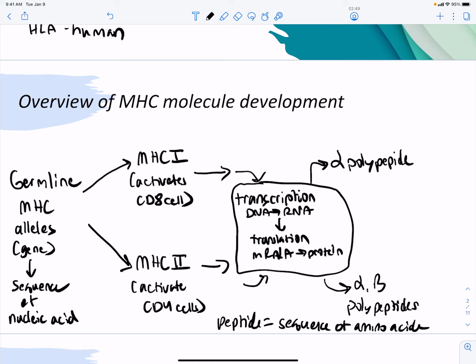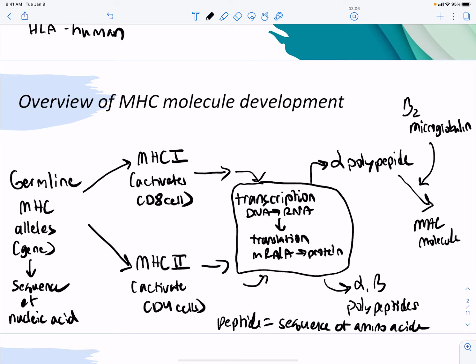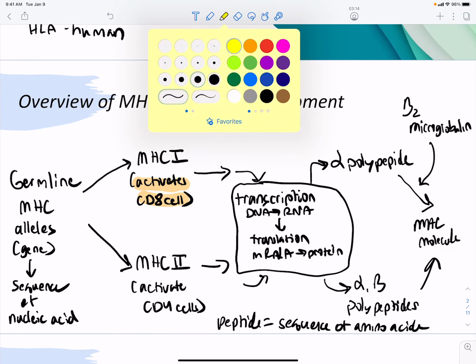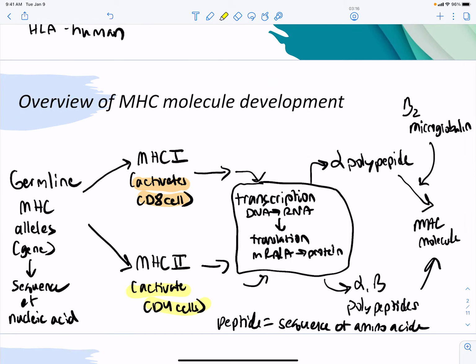So your alpha polypeptide for your MHC class 1 will join with another protein called the beta 2 microglobulin, and this will form the MHC molecule. And then the alpha beta for your class 2 will also form an MHC molecule. Key is MHC1 activates your CD8s, MHC2 activates your CD4s.